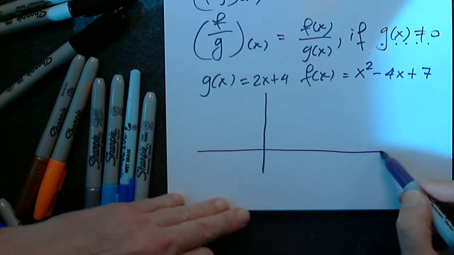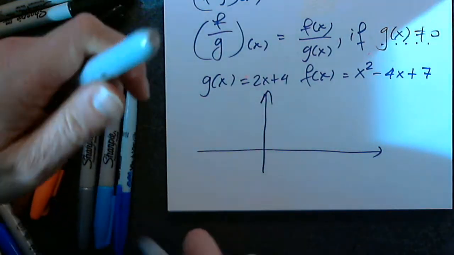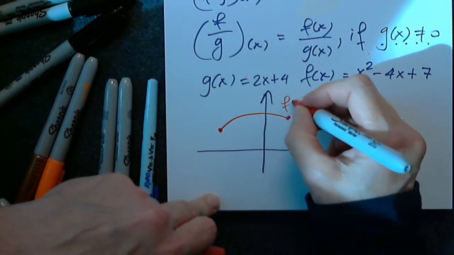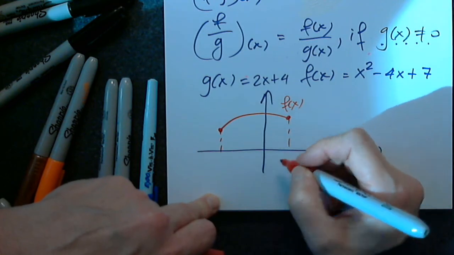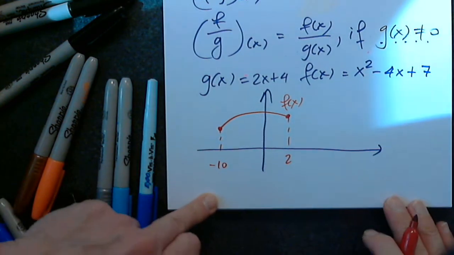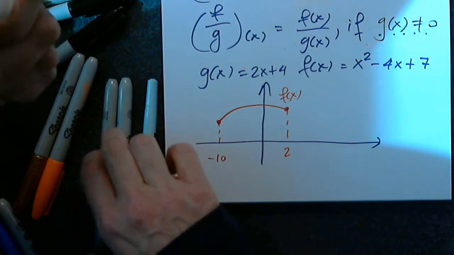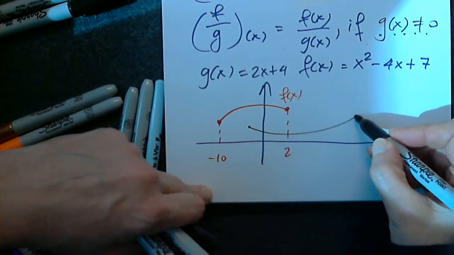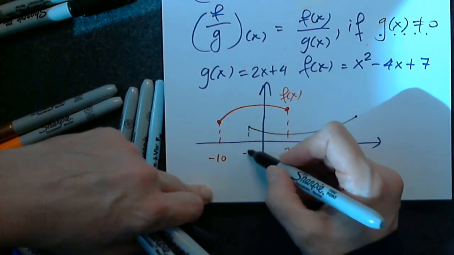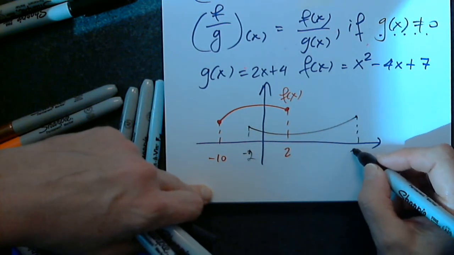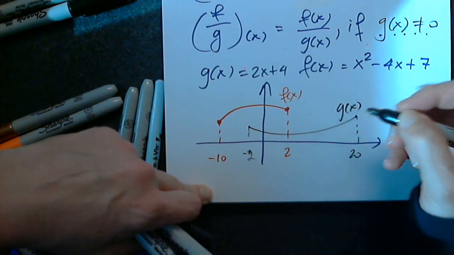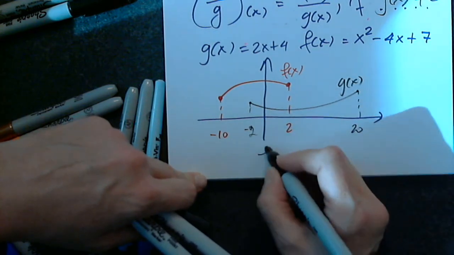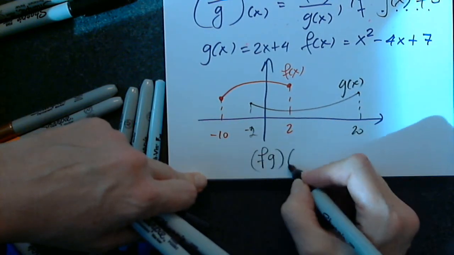And let's look at two graphs. A graph of a function f. Let's say, I'm just making stuff up now. So let's say this is function f of x defined, let's say, between -10 and 2. And let's suppose I have function g. Let's say it's defined between -2 and 20. And I'm going to ask you to determine fg at 4.